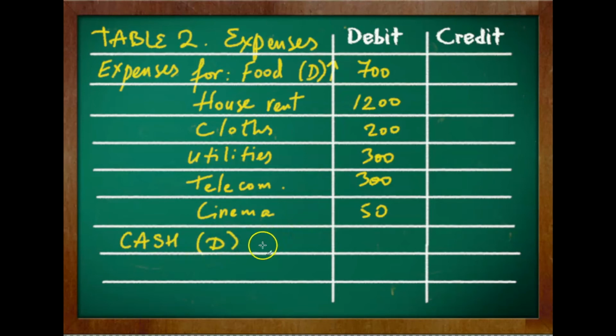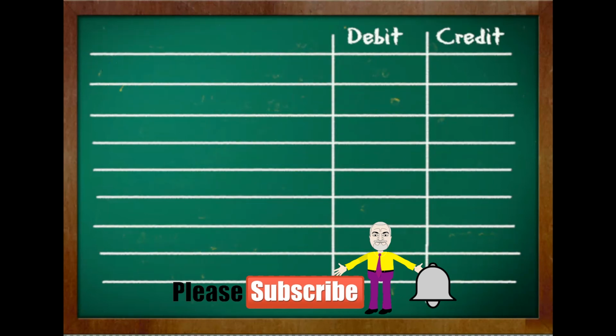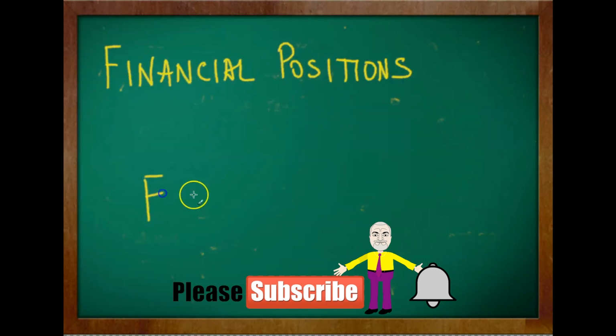I paid for the expenses from my cash account. It means the value of cash account goes down. Cash account is the debit account, thus I need to credit my cash account. I write cash account here and put the numbers in credit column. Total debits equals total credits, $2,750. We have balance. Done. The connection of financial positions with financial performances is the topic for next lesson.